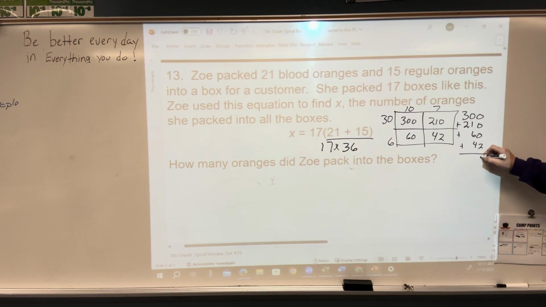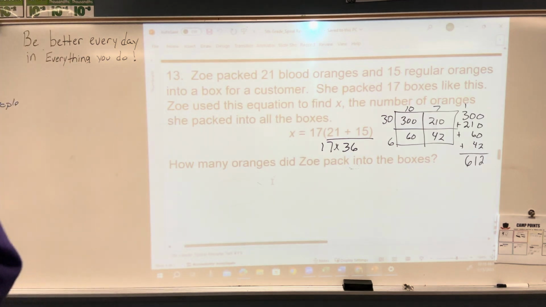My ones place will be a 2. I have 6 plus 4 is 10 plus 1 is 11. And 1, 3, and 2 is 6. So how many oranges did Zoe pack into these boxes? She packed 612 oranges into those boxes. 21 of them were blood oranges in each box.